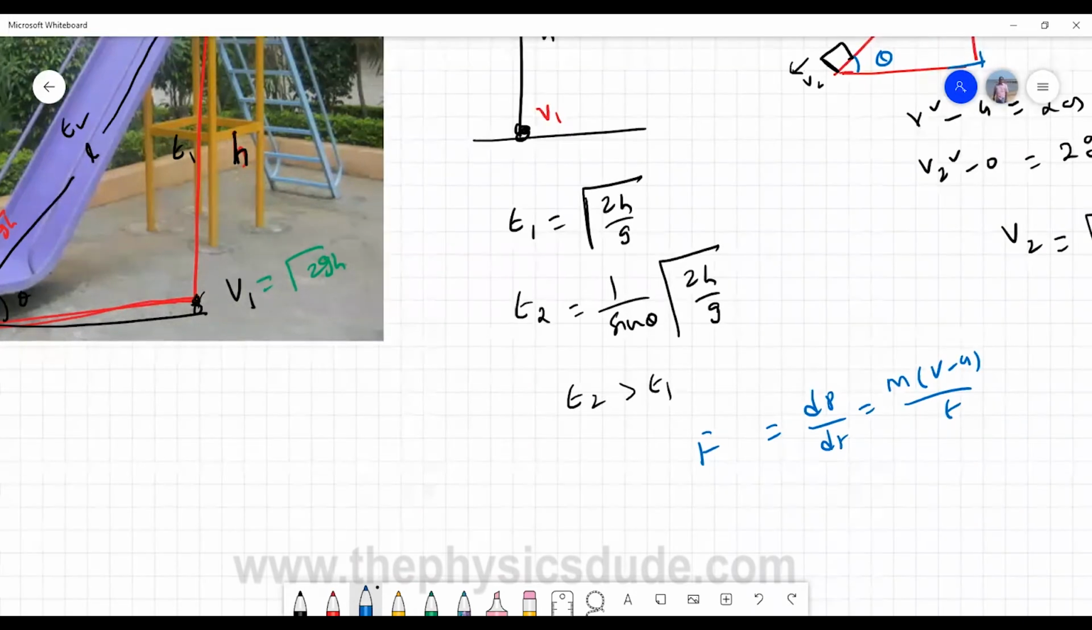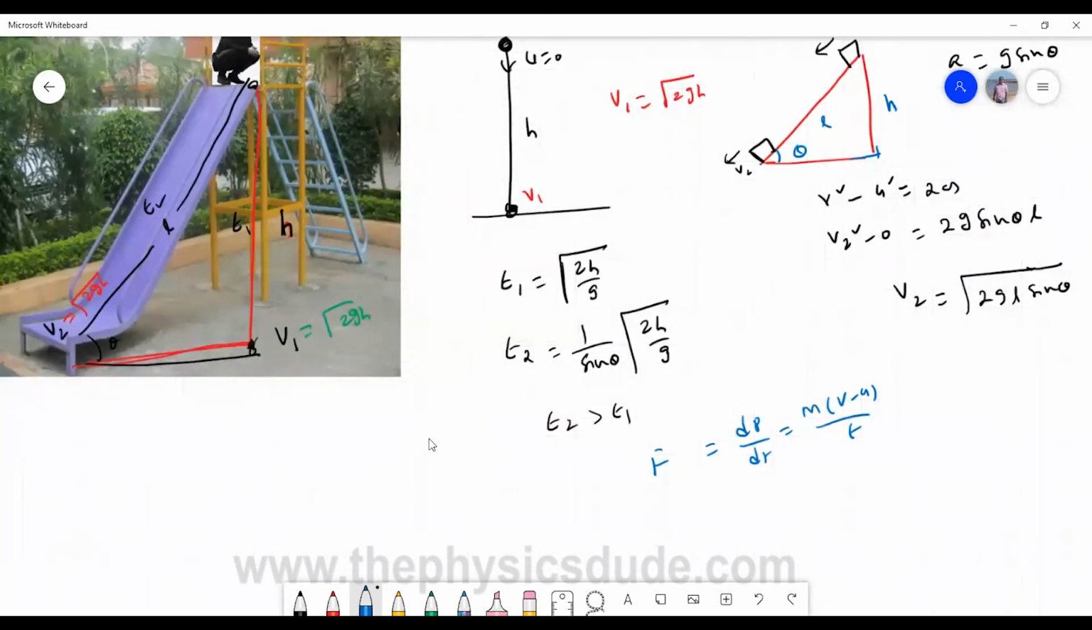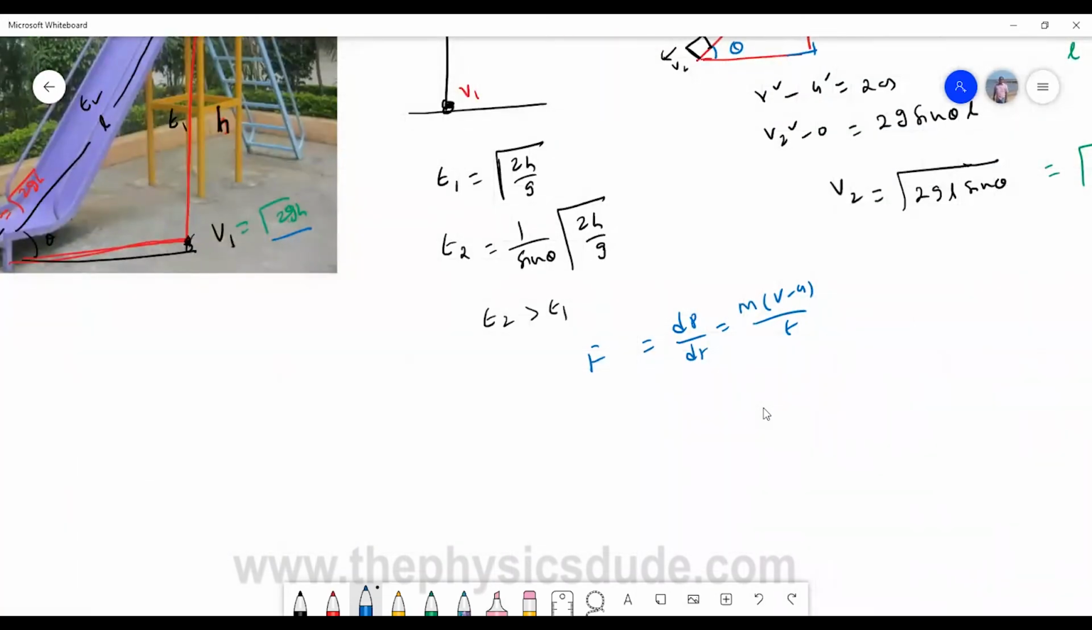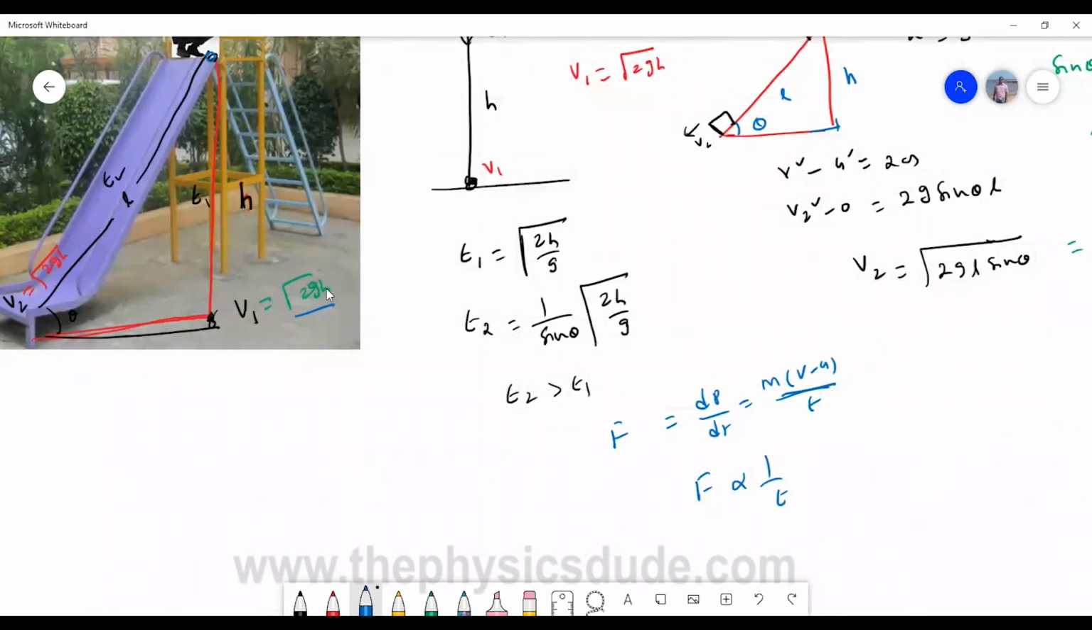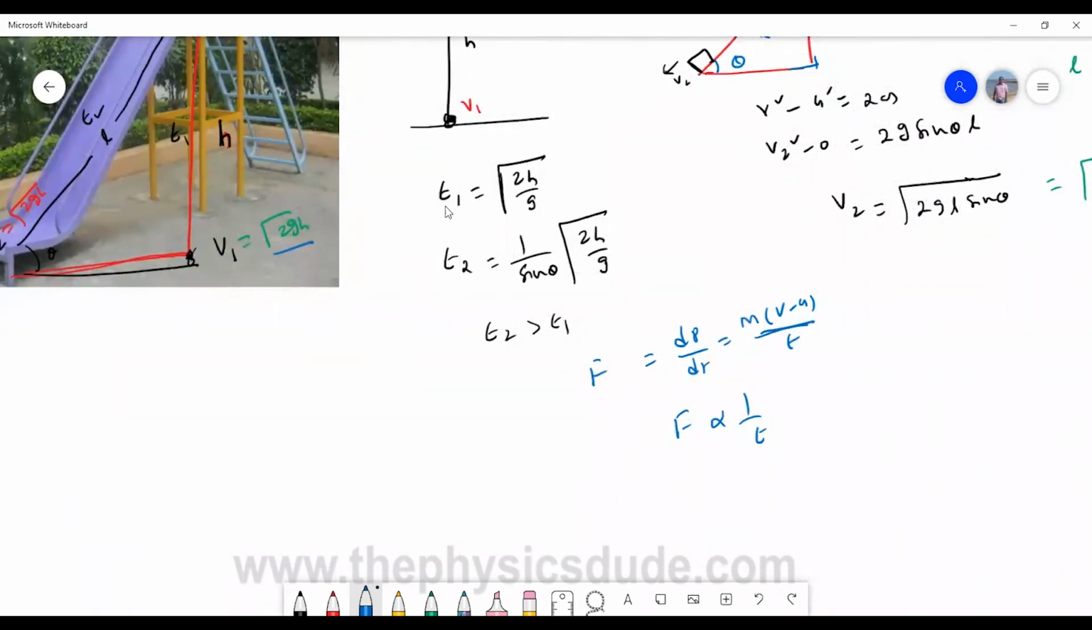In both the cases, the change in momentum is the same, because as I said, the initial velocity is 0 and the final velocity is the same. That means the momentum change is the same, so F is inversely proportional to time. So when the man jumps out of this inclined plane, as he's taking less time, he'll receive more impulse, so more force. And when he slides along the inclined plane, as he's taking more time, he experiences less force.